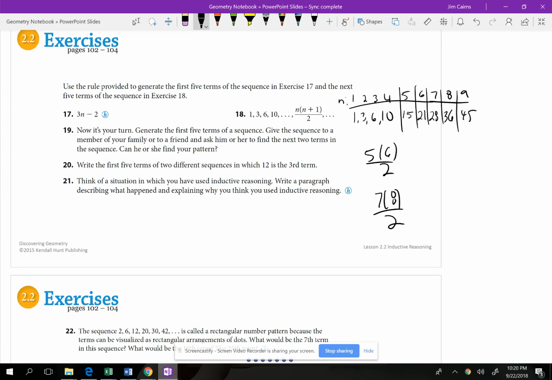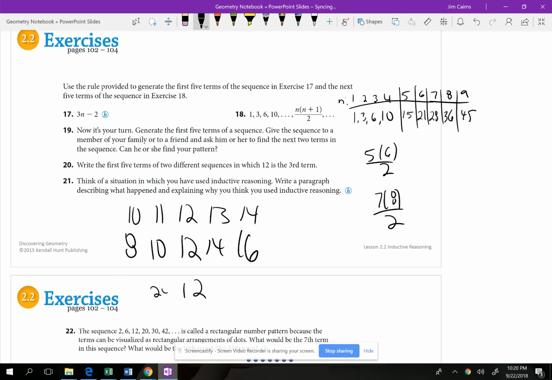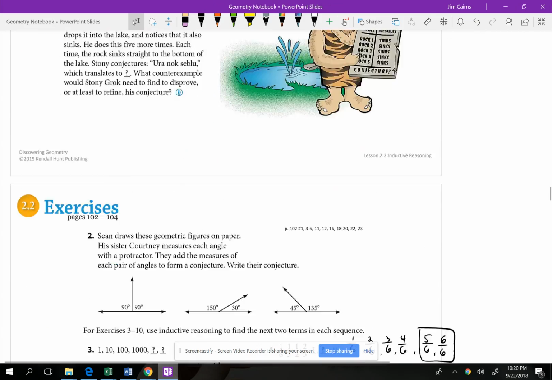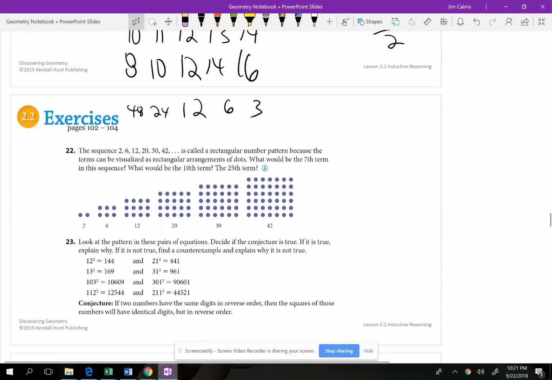How about 10, 11, 12, 13, 14? Very simple. Or I could make that 12, make that 10 and 8, 14, 16. Or maybe 24, 48. There we go. Cool. Next would be 22 and 23.